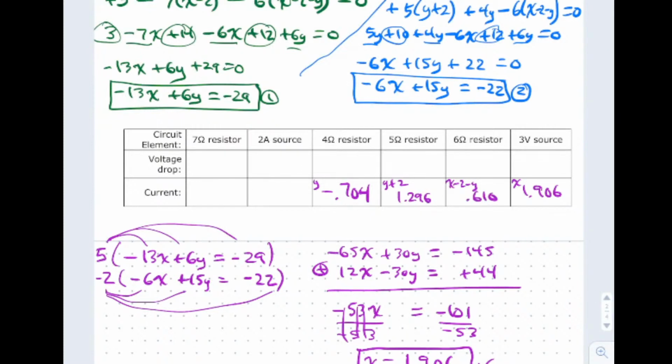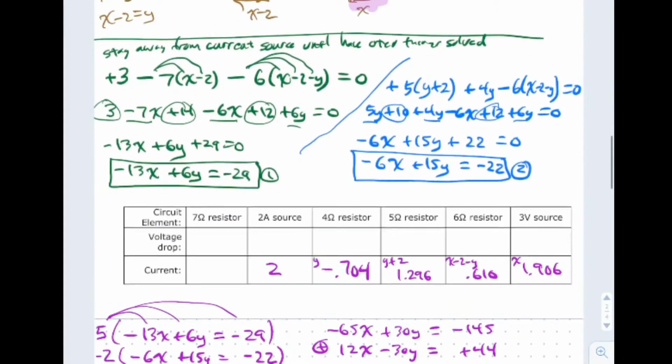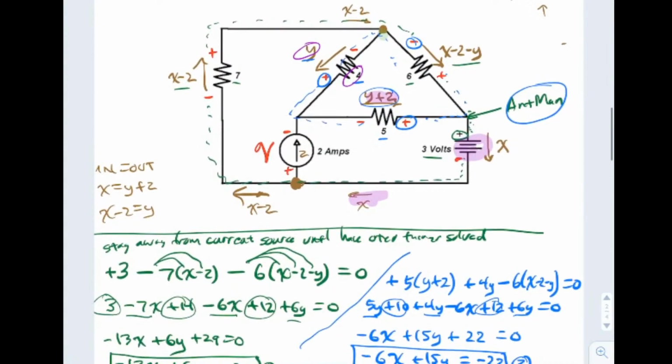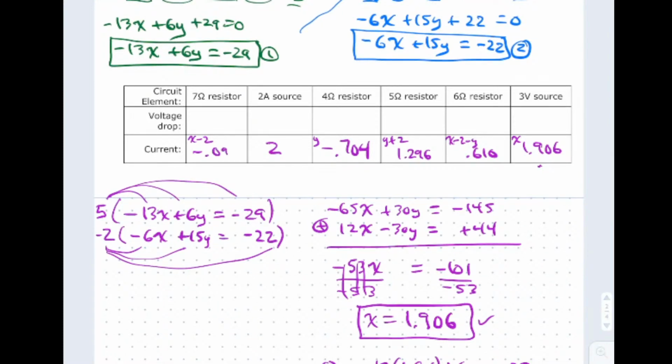These are all some interesting currents we got going here. By the way, the 2 amp source has 2 amps. It has to. That's what it does. That's its reason for being, is to make 2 amps. The 7 ohm resistor has how many? It has an x minus 2. So x minus 2 is the current. X is this. If you subtract 2, oh boy, that's also negative, huh? 1.906 minus 2 is a negative 0.094. And there's all my currents.